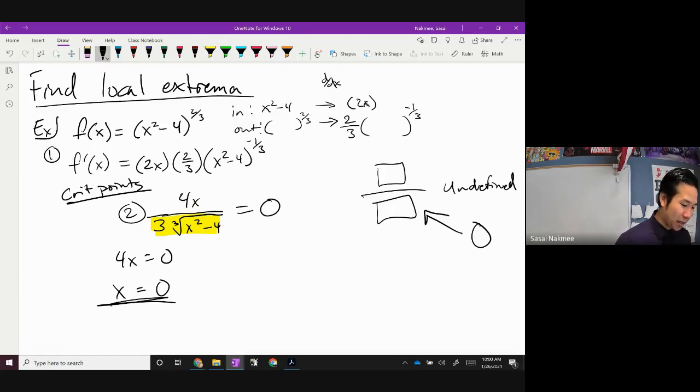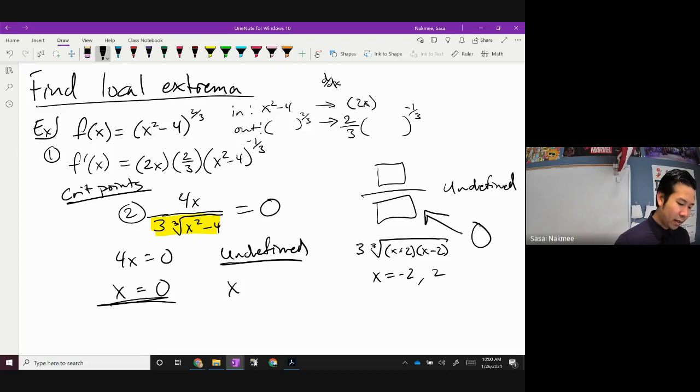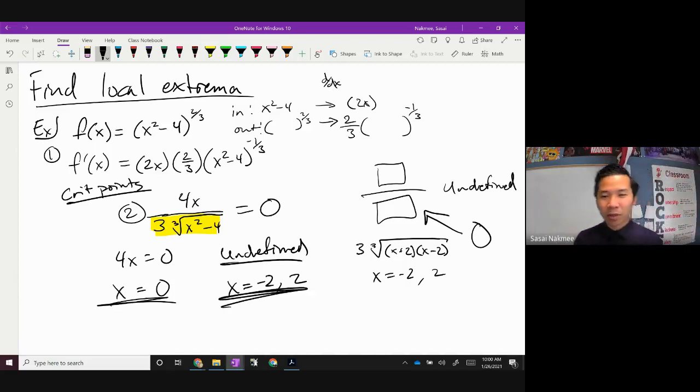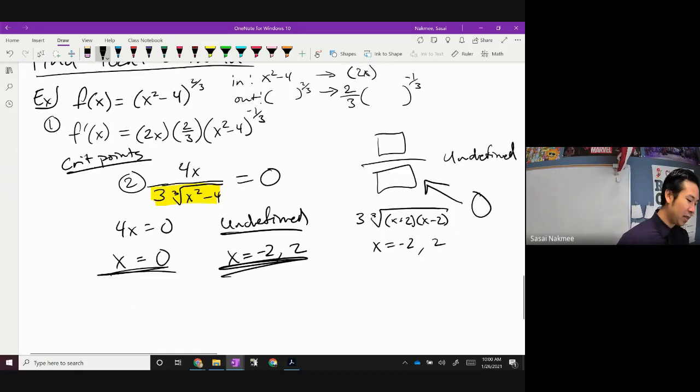Here, 3 times the cube root of... and whenever you're stuck on these types of problems, try factoring it out. In the bottom there, you're going to have x plus 2, x minus 2, because you have a difference of squares. When x is equal to negative 2 or positive 2, you're going to get something that's undefined. So it is undefined at x equals -2 and x equals 2. Those are actually your critical points as well. So in this particular problem, you're dealing with 3 critical points.